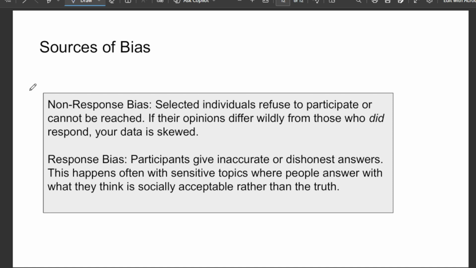How about response bias? Participants give inaccurate or dishonest answers. That will most likely happen in, let's say, a Yelp review. This happens often with sensitive topics, where people answer with what they think is acceptable rather than the truth. Well, that happens a lot on the internet.